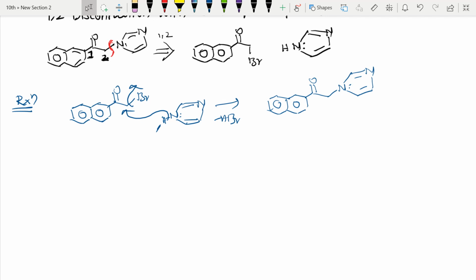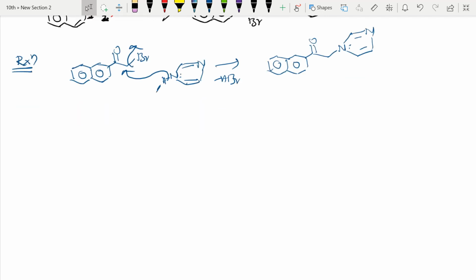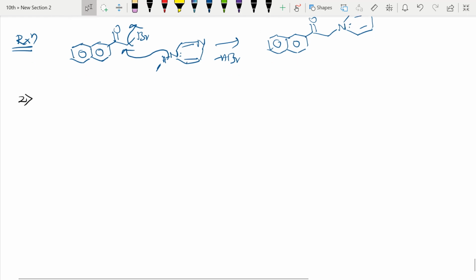Let us see one more reaction of this 1,2 disconnection. Then we shall discuss 1,3 disconnection. No need to be afraid if it records for more than half an hour. Just once we understand those things, then no need to worry whether it takes more time or not. If you know these basics, you can go fast, right?